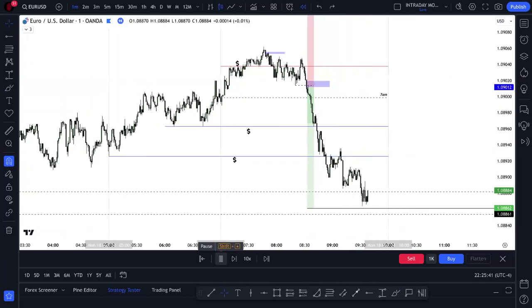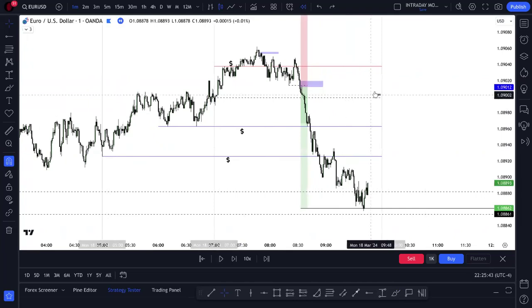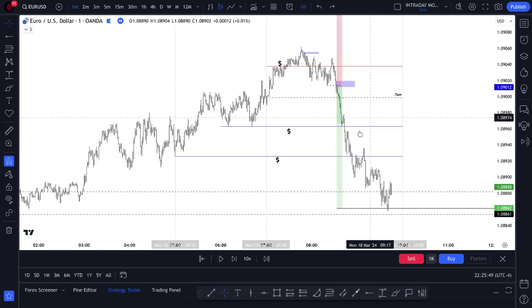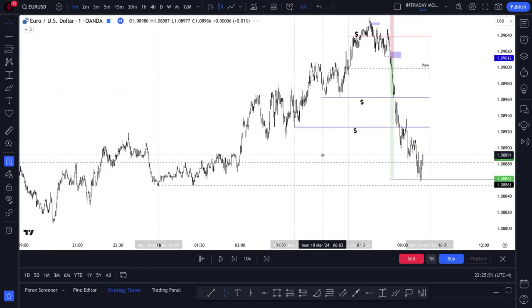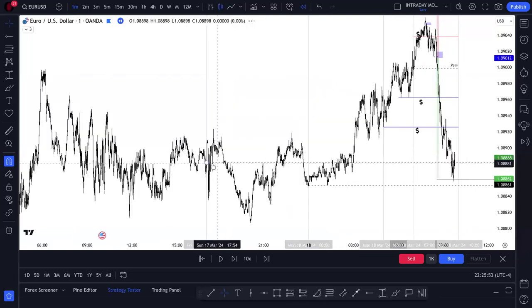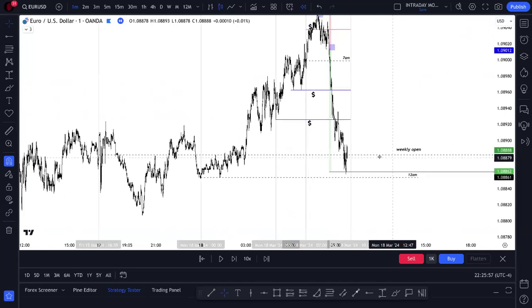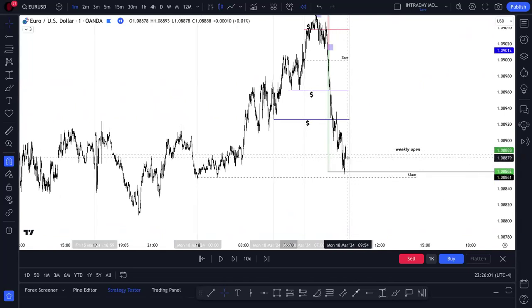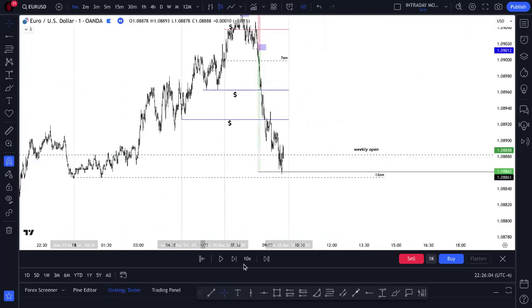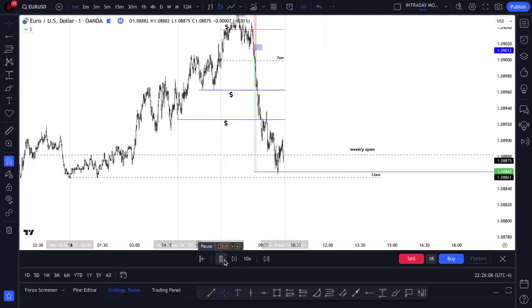Play it forward. Look at that. We just left a premium zone, 7 a.m. It went back down to a discount. We just left above the weekly opening price here, Sunday's opening price here. That's Sunday's data. Look at how we're leaving that. We're now in a discount below Sunday's opening price. And now we're targeting what? Midnight opening price. Let's play it forward.